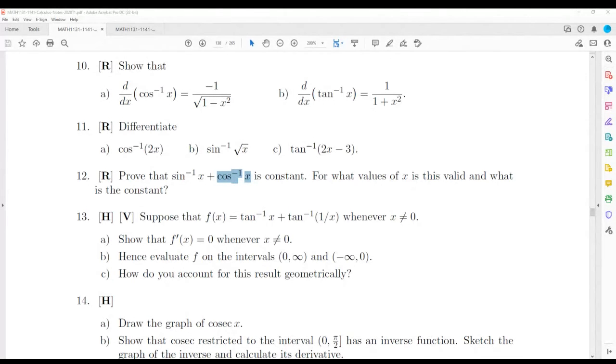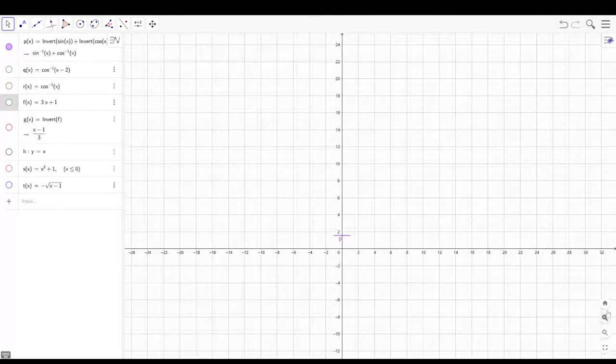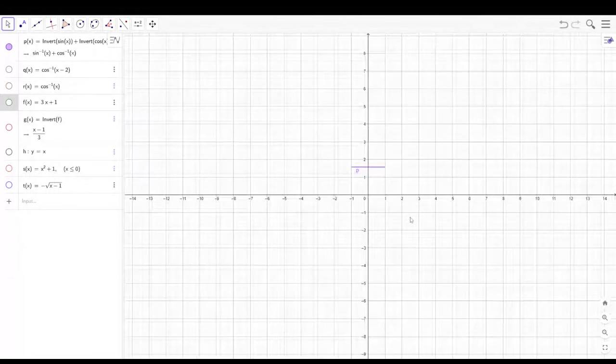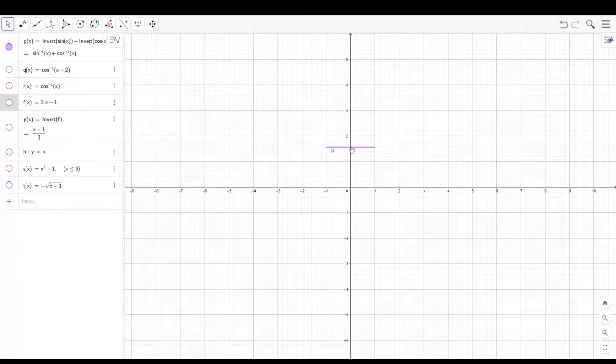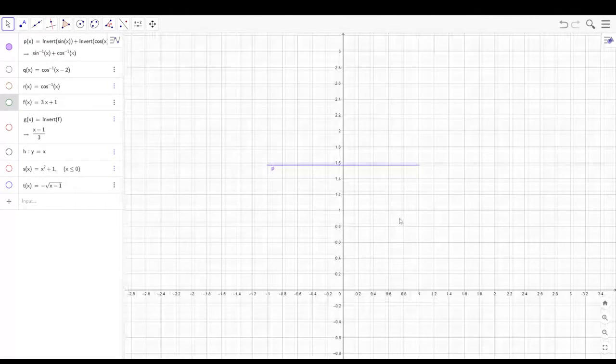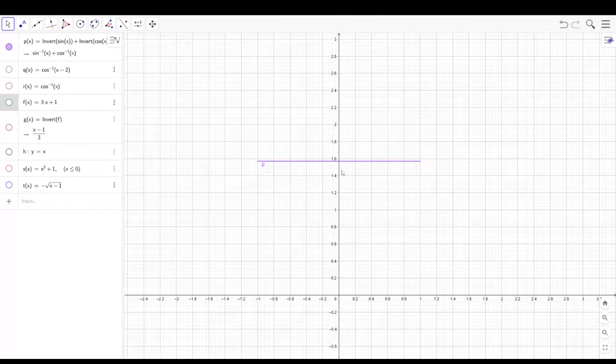So let me go back to GeoGebra and I'll share my screen with you. So here it is. This is the inverse function. Now you can see it actually cuts the vertical axis at pi on 2. Show that the derivative of these two bits cancel each other out and they add up to 0. And then substitute in x equals 0 into here and you'll get pi on 2.